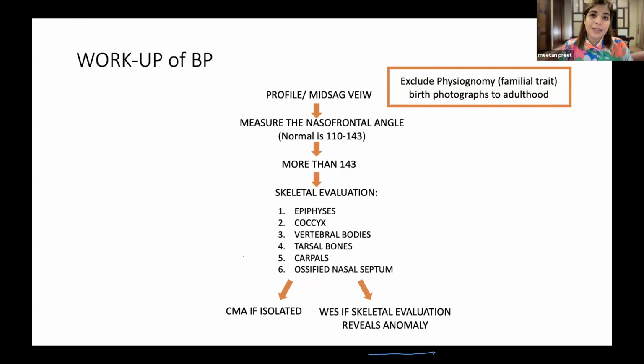Now again, these are all recommendations, not hard and fast guidelines. Chromosomal microarray is recommended if you are looking at an isolated binder's phenotype, that is, only if the face of the baby is abnormal. And a whole exome sequence is recommended if you are looking at other features also signifying chondrodysplasia punctata, or maybe other syndromes that are associated with the binder's phase.